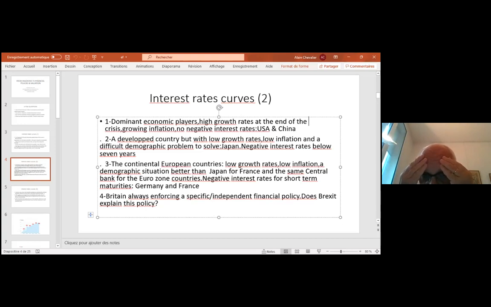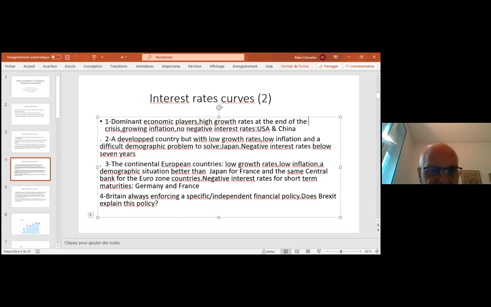Third, you have the case of the continental European countries: low growth rates, low inflation, a demographic situation which is better than Japan, for France at least, and the same central bank for all these countries, all the Eurozone countries. And you find negative interest, at least for short-term interest, and even for Germany for 6 or 7 years maturity, like for Japan.